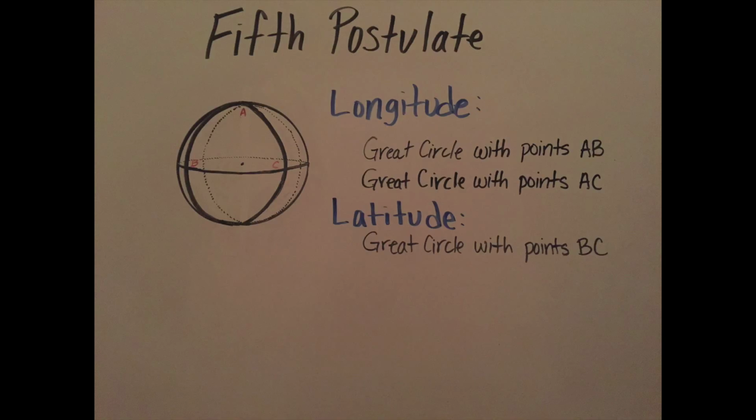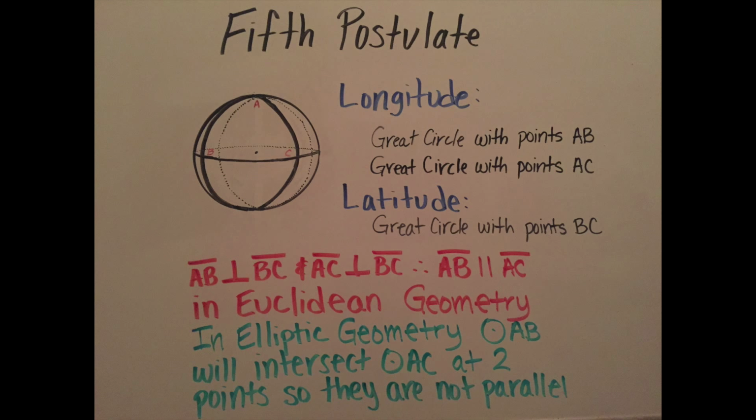To prove the fifth postulate in elliptic geometry, we must begin by assuming the great circle made between points A and B, and the great circle made between points A and C are longitude. Then we must assume the great circle made between points B and C is latitude. In Euclidean geometry, line AB is perpendicular to line BC, and line AC is perpendicular to line BC. Therefore, line AB would be parallel to line AC. However, in elliptic geometry, circle AB will intersect circle AC at 2 points, so they are not parallel.